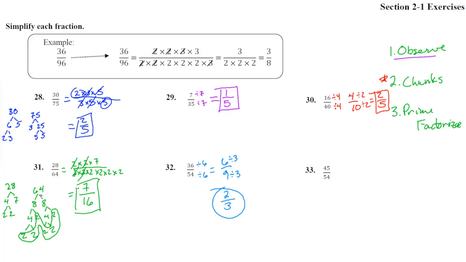Okay, number 33. 45 and 54. 45 is what? 9 times 5? And that's 9 times... Hey, they're both 9s. Divide by a 9, divide by a 9, and we get 5/6. Can anything more come out of that? Nope. We're good to go. Great.